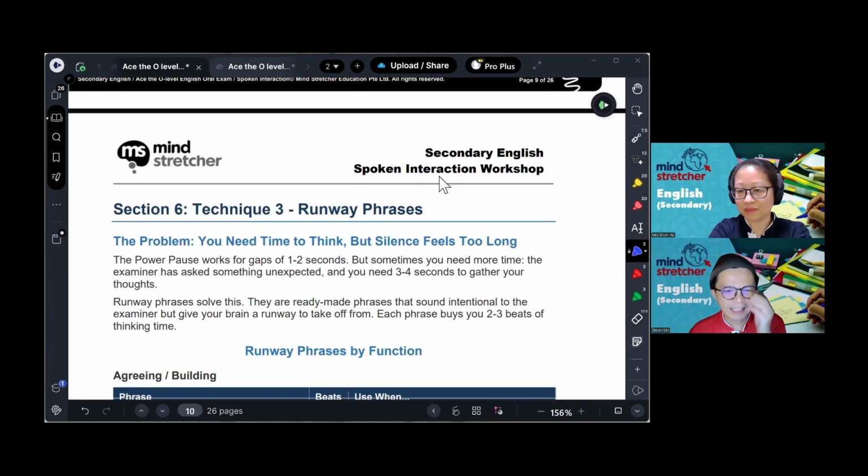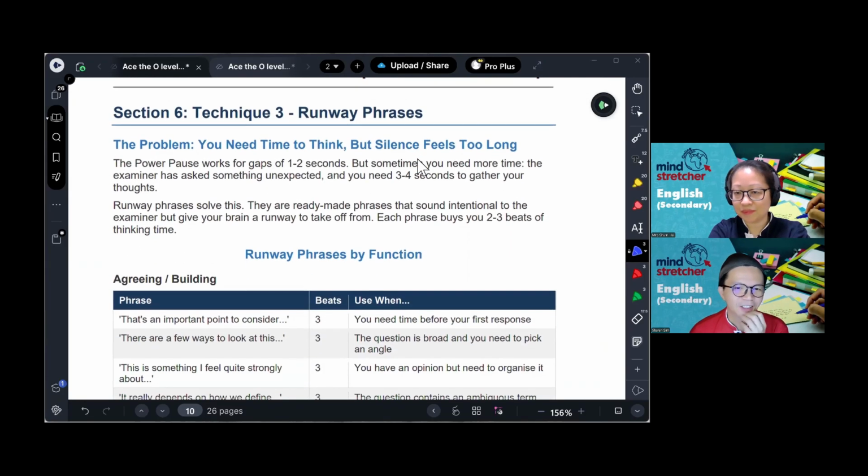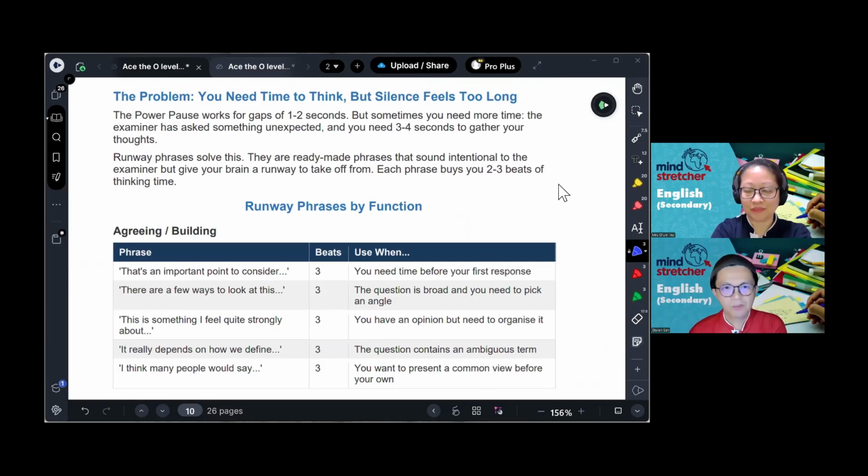Let's move on to the next technique. Technique 3. We need to have time to think, because when you don't have time to think, you feel very pressurized. The examiner asks you a question which you didn't anticipate, and some of you said just now, oh, but I can't anticipate the next question. That's normal. In real life, you don't know what your boss is going to ask you.